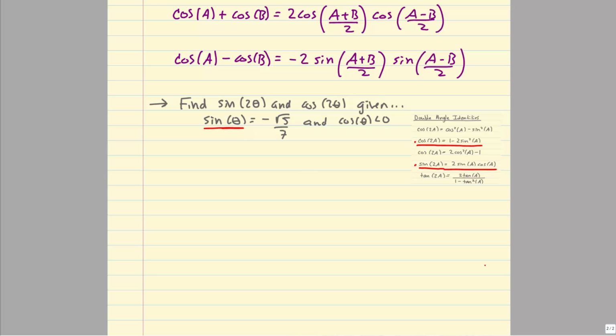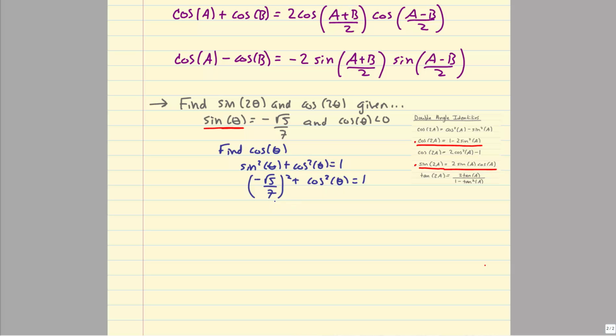So let's go ahead and find the sine of 2 theta first. For the sine of 2 theta, I need the sine of theta, which I'm given, and I also need the cosine of theta, which I'm not given. So let's go ahead and find the cosine of theta. I can use the Pythagorean identity, sine squared plus cosine squared equals 1. So I have negative root 5 over 7 quantity squared plus cosine squared equals 1.